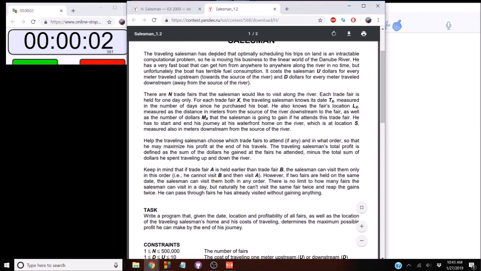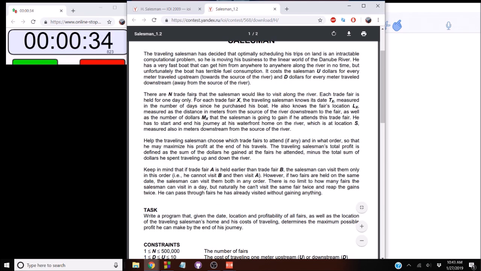Cool. The traveling salesman has decided that optimally scheduling his trips on land is an intractable computational problem. So he's moving his business to the linear world of the Danube River. He has a very fast boat that can get him anywhere to anywhere along the river in no time. But unfortunately, the boat has very terrible fuel consumption. It costs the salesman $U for every meter traveled upstream and $D for every meter traveled downstream. It's away from the source.